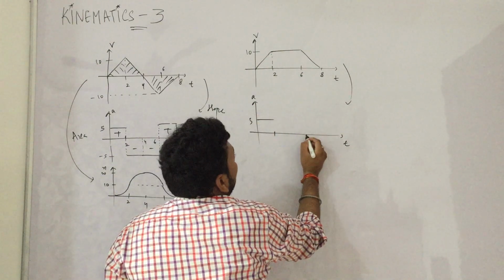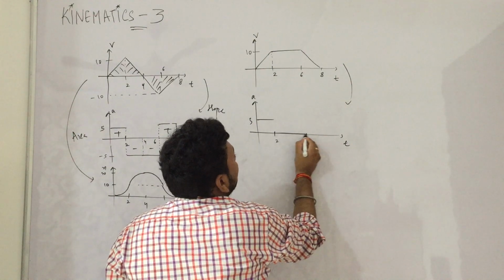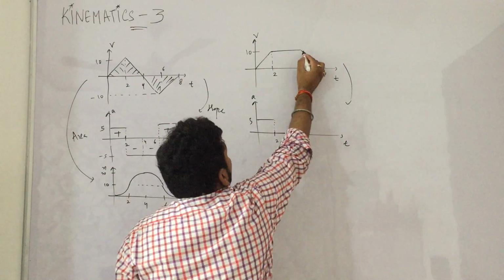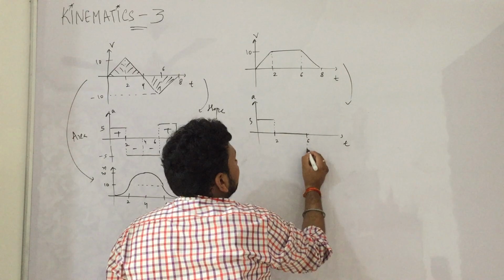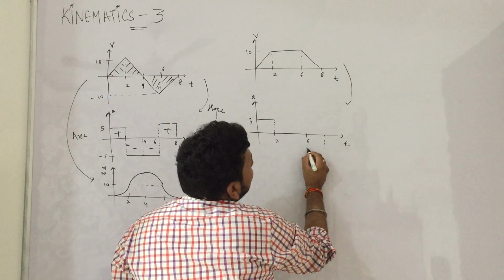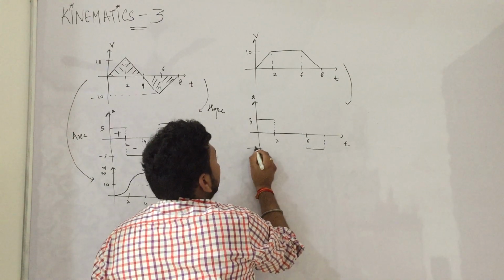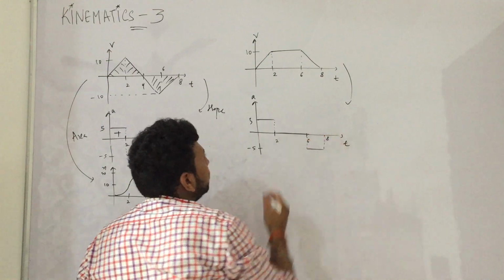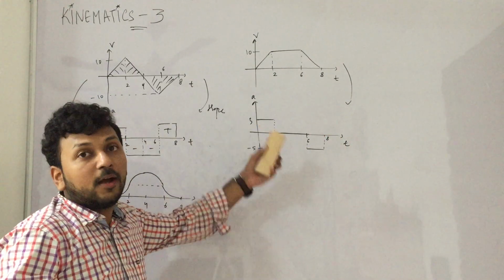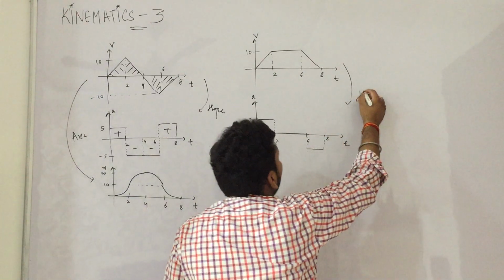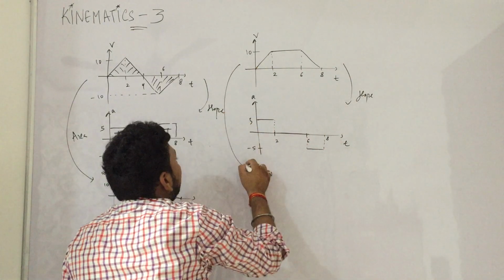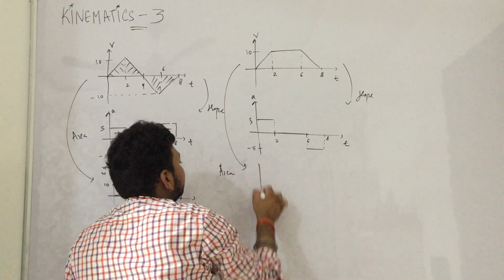So let us take, the slope is again 10 by 2, which is 5. Then the slope is 0 in the next 4 seconds. Then the slope is minus 5 in the next 2 seconds. So this is the graph of acceleration. It is the slope. Again we will find the area.